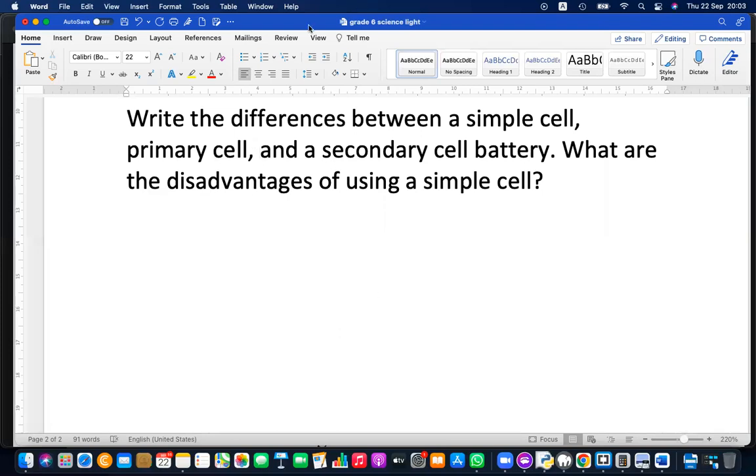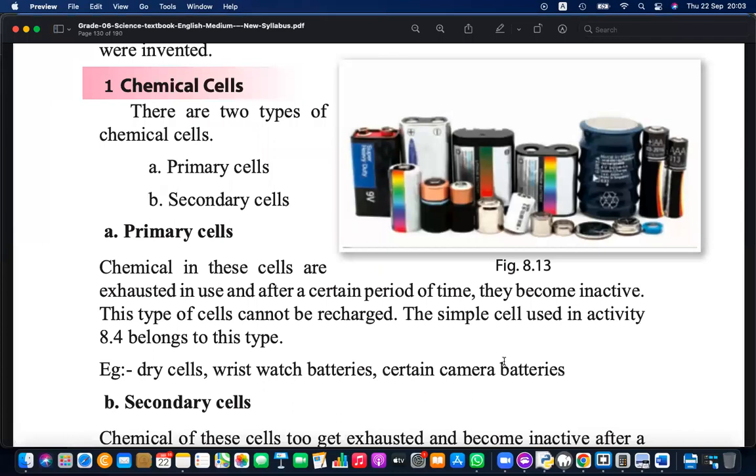Finished, sir. Okay. So the primary cell and secondary cell difference is this. Primary cells will be exhausted, or in simple words, the battery will simply drain, or the battery will die after a certain time and become inactive, right? Exhausted means the battery charge will go, the battery charge will not be there. After some time the battery becomes inactive. This type of cell cannot be recharged when the electron movement is not there. So we cannot recharge them.